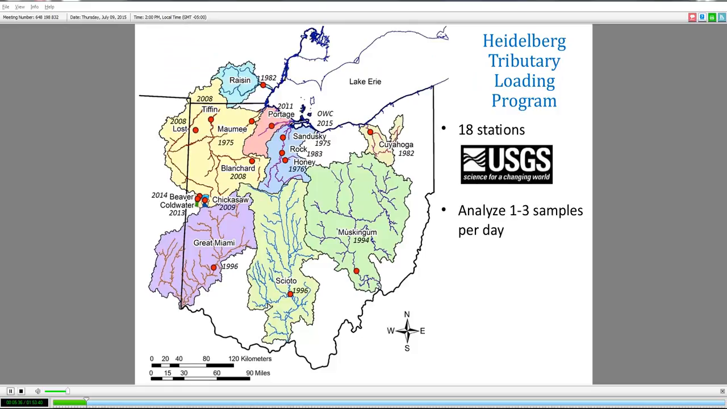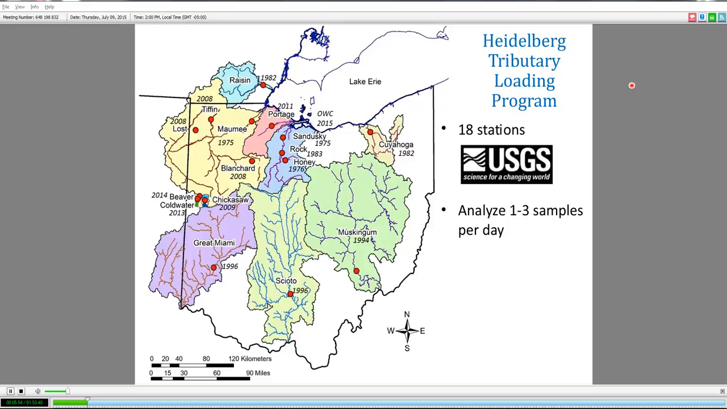Okay. But before I show you any of the actual loading, I wanted to briefly do an overview of Heidelberg's Tributary loading program. Along with the Maumee River, we're collecting samples from 17 other stations, many of which are in Ohio and the River Raisin up in Michigan.